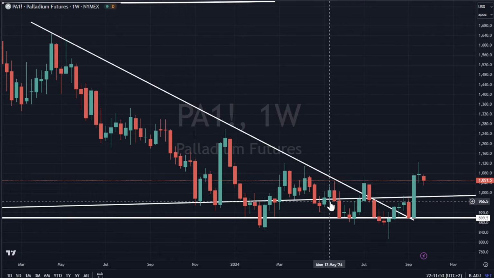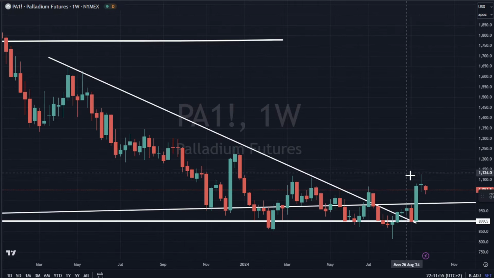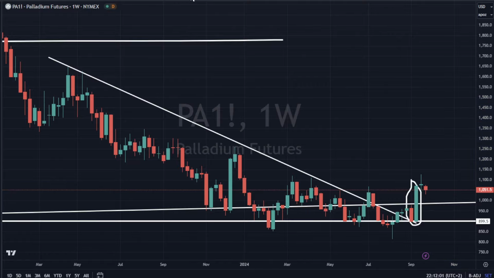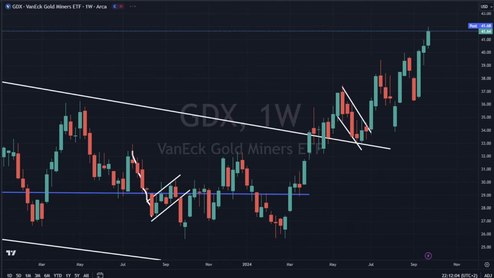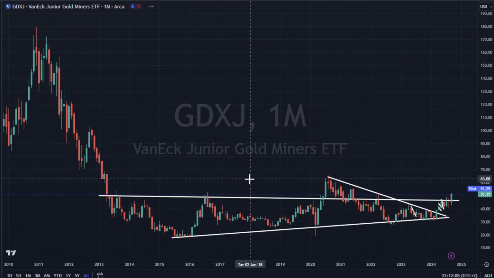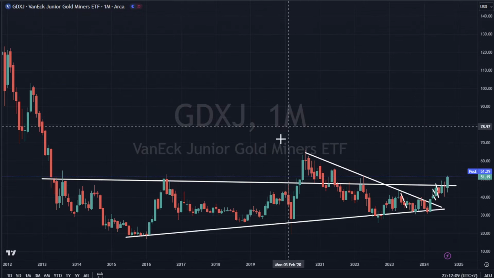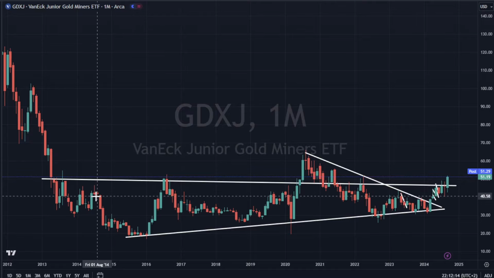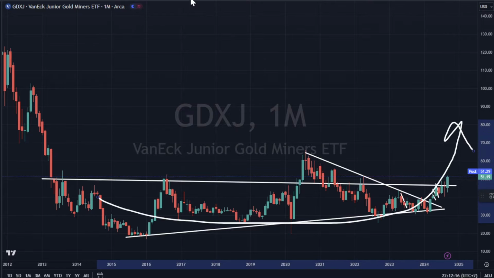Palladium's up 1.2%. Still looks good to go higher. You get the big candlestick there and then the small little pullback there. So that looks good to go higher. Looks really good. GDX up 0.8%. We got GDXJ up 1.3%, looking fantastic on this longer term picture here to move higher. Coming out of this base here and about to rip.